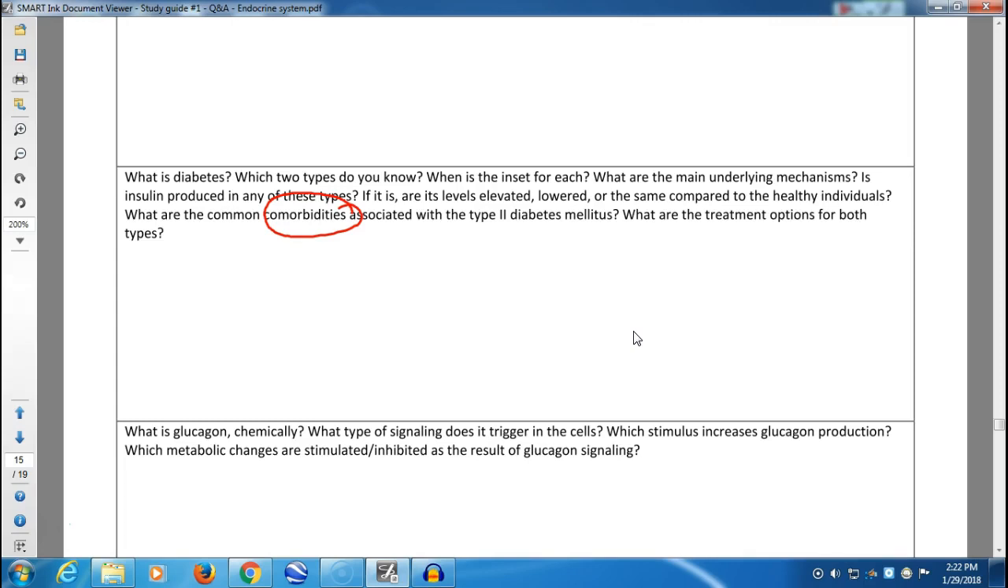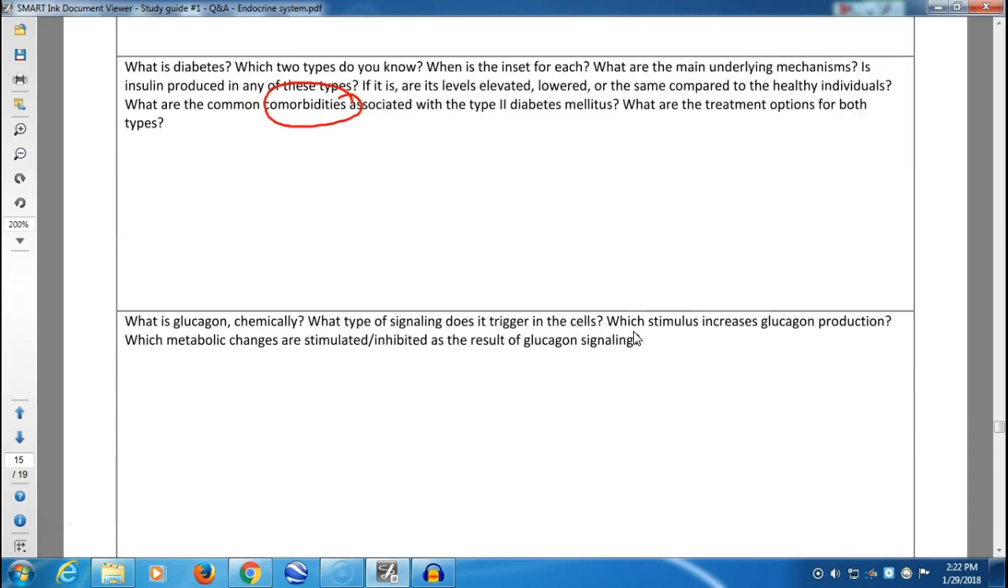Treatment options for type 1: insulin. For type 2: lifestyle change, yeah. Diet, exercise. Insulin too, but diet and exercise work much better.